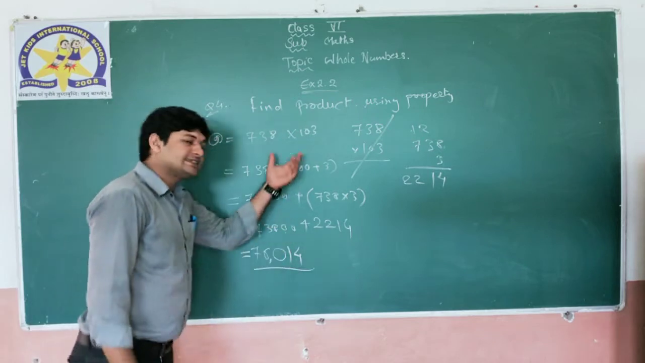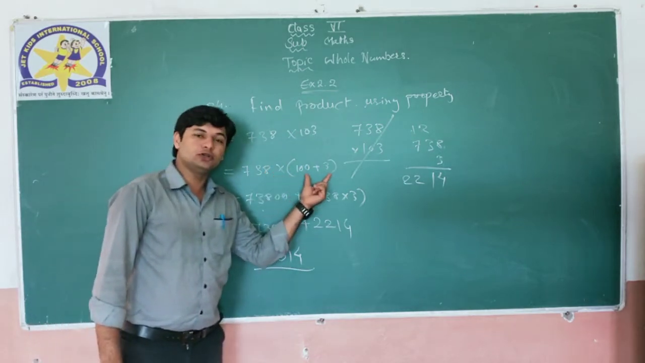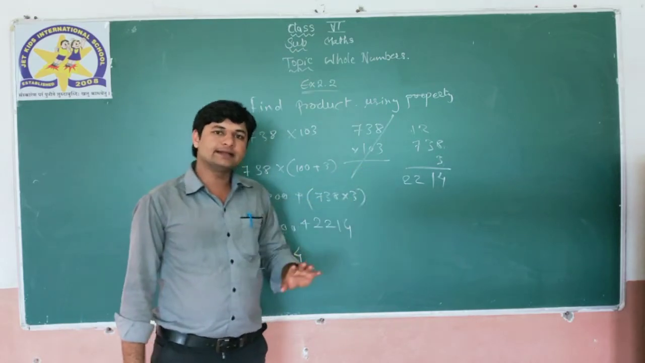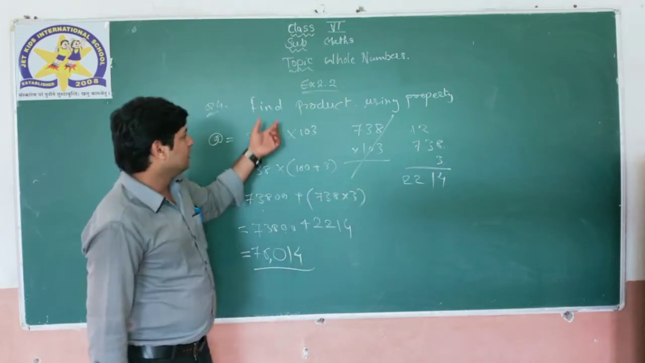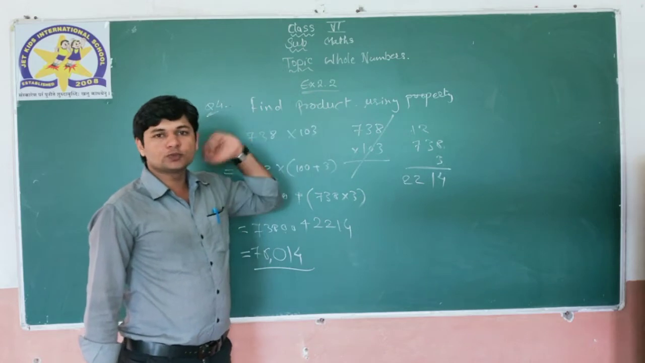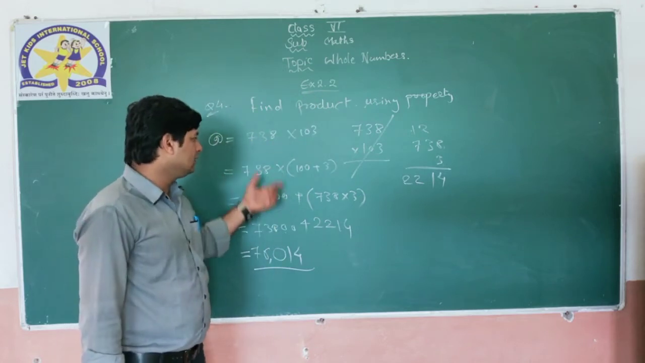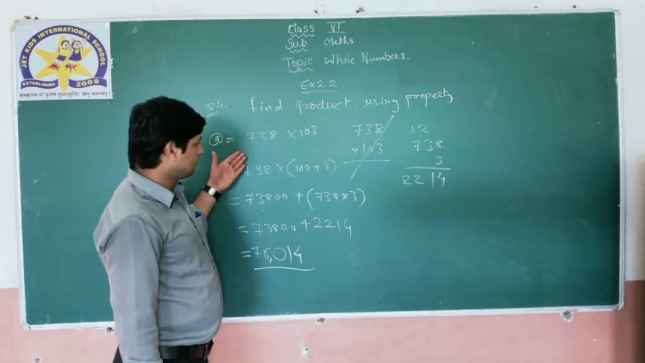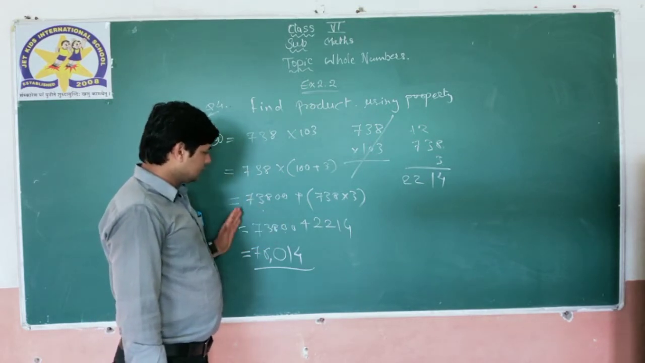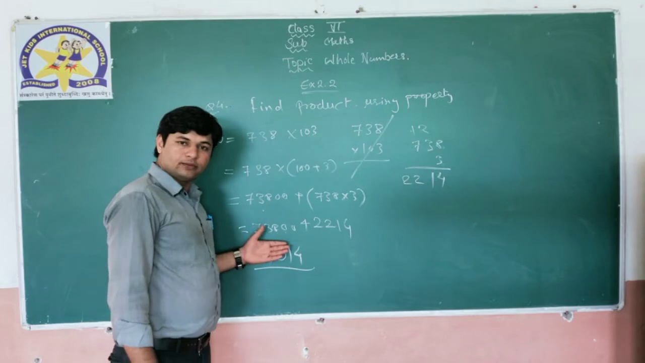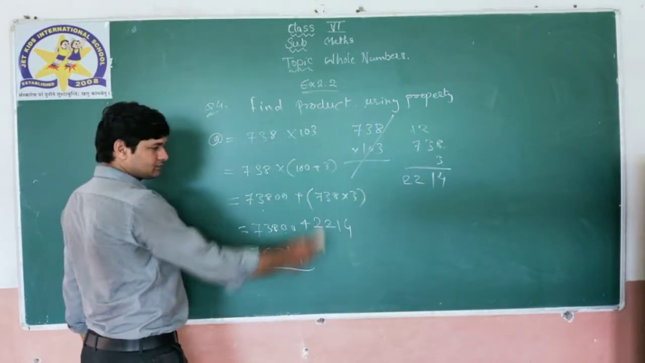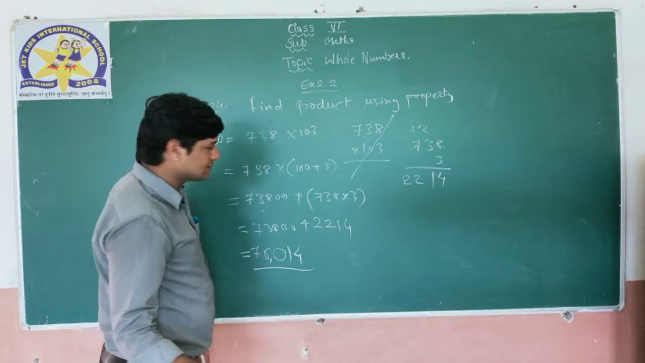Without these steps, without using the distributive property, this answer won't be considered correct, because the method is asked here, so you have to use the property in the method. Clear? You have to write in a proper method. Otherwise, your answer won't be considered.